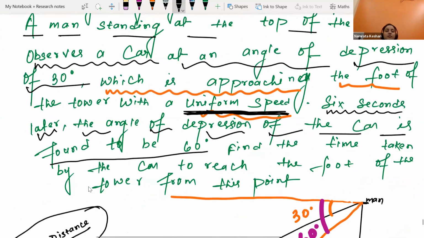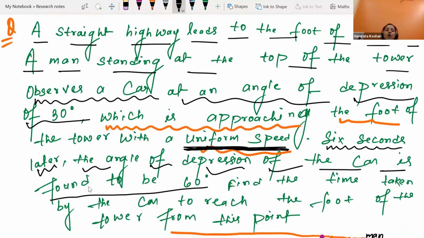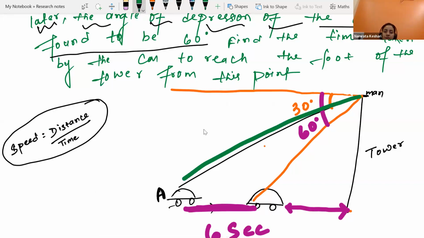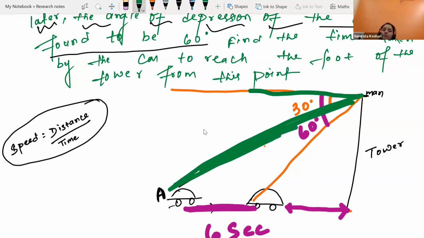A man standing at the top of the tower observes a car at an angle of depression of 30 degrees. The man is observing the car initially at a point A. At point A, the man observed the car, and at that time the angle of depression is this much, I will be drawing a proper figure. We are talking about this line and this line. The angle of depression is 30 degrees.